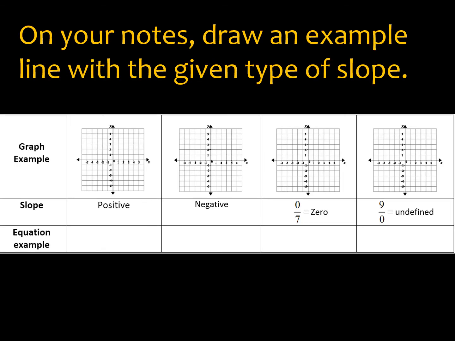Okay, so just a quick review here. I'm going to draw some lines just to remind you of that. They don't always have to be going over all 4 quadrants here, but remember, positive slope would be going up to the right. Negative slope would be going down to the right. 0 slope would be that flat line, and then the undefined would be that straight up and down line.